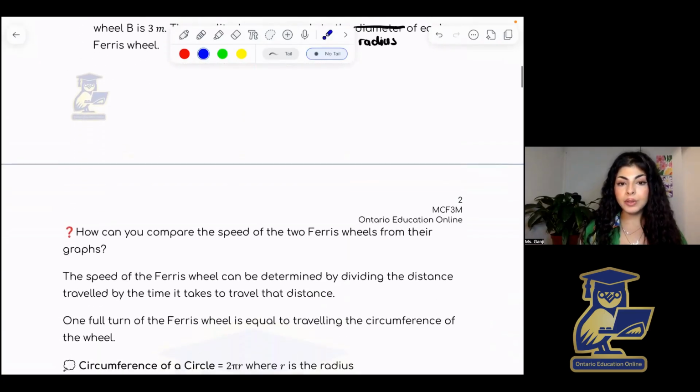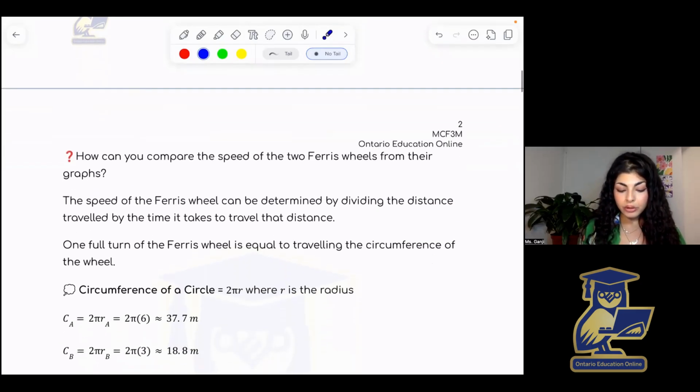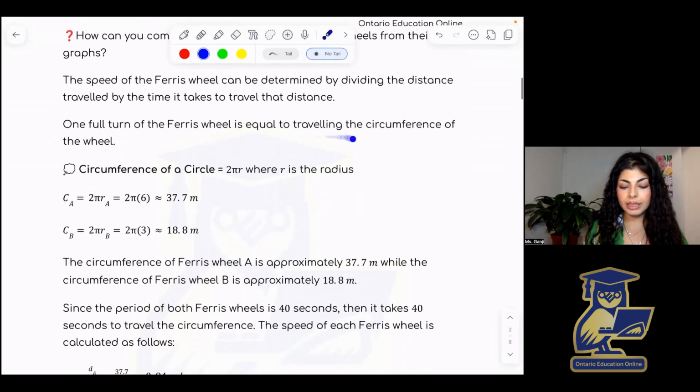So, we have to find the distance traveled, and divide it by the time it takes to travel that distance. One full turn of the Ferris wheel is equal to traveling the circumference of the Ferris wheel. So we calculate the circumference of each wheel based on the radius that we just found from the amplitude. Remember, the formula for the circumference of a circle is 2 pi r, where r is the radius. So this is the circumference of Ferris wheel A and the circumference of Ferris wheel B.